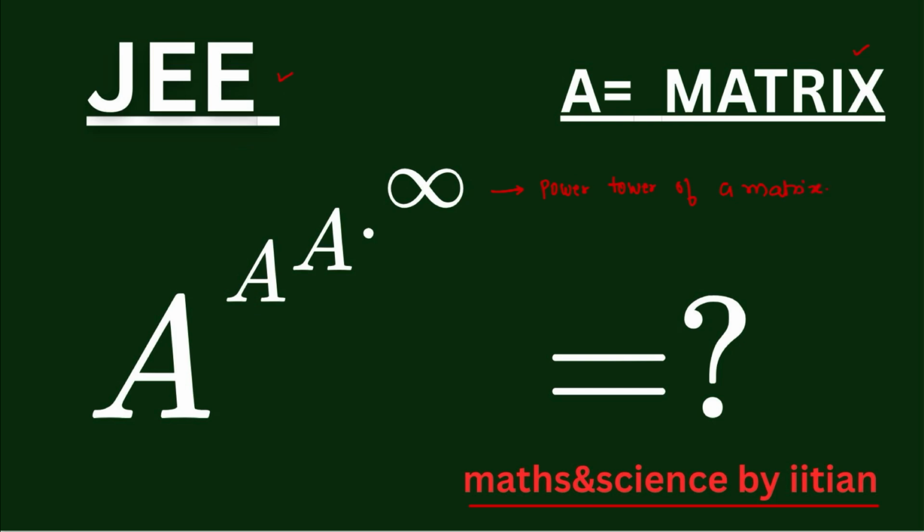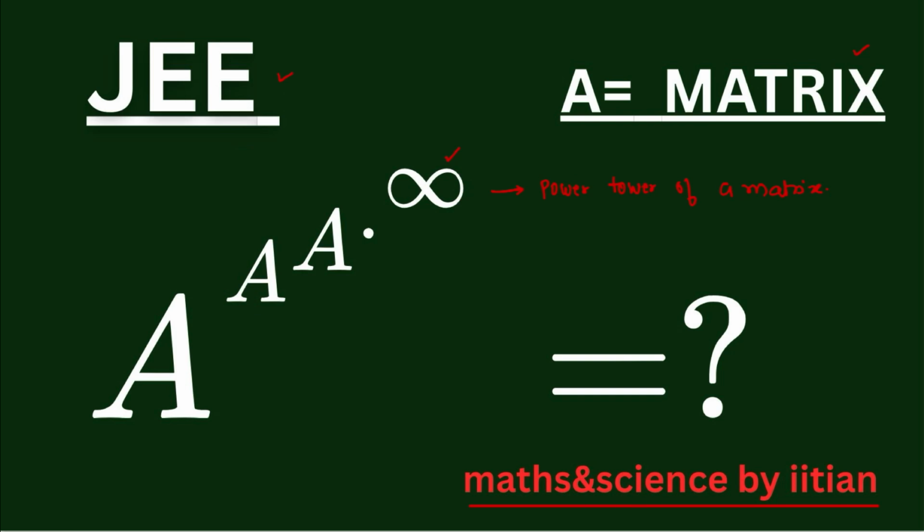Let A be a matrix. We have to find out the value of A to the power of A to the power of A up to infinity. This is the power tower of a matrix. It is a very difficult problem, and I already gave some introduction in the last class when we found A to the power of A, where A is a matrix, matrix to the power of matrix. Here it is matrix to the power of matrix to the power of matrix up to infinity. What is its value? We are going to find out.